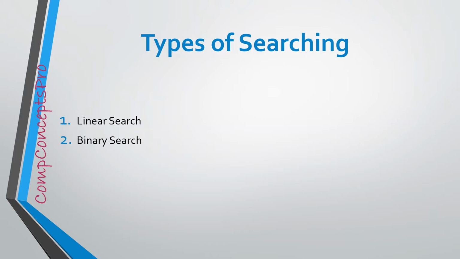There are two types of search operations which are generally applied on arrays. First is linear search, also known as sequential search, and another one is binary search. But in this video, my focus will be to tell you about linear search in detail.